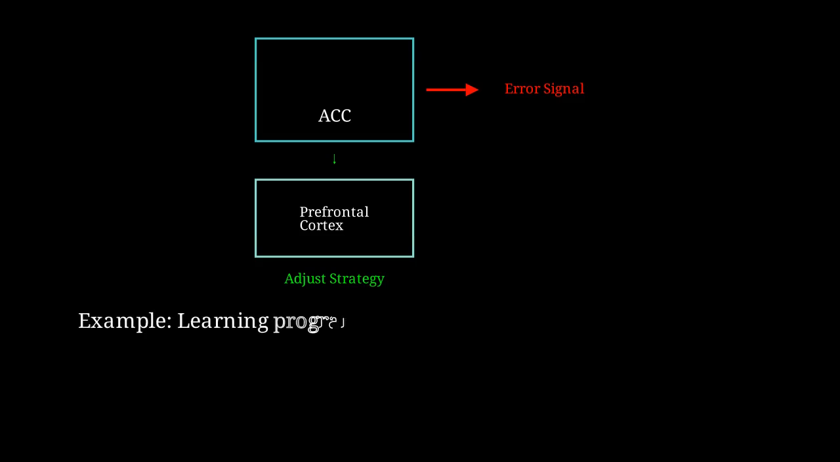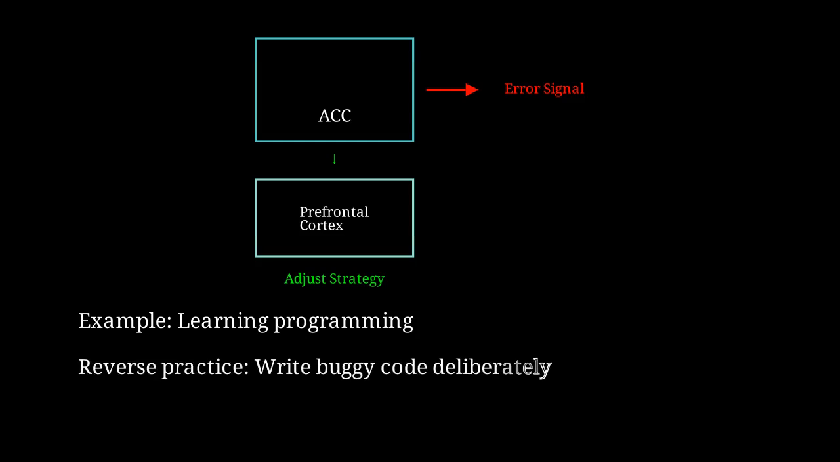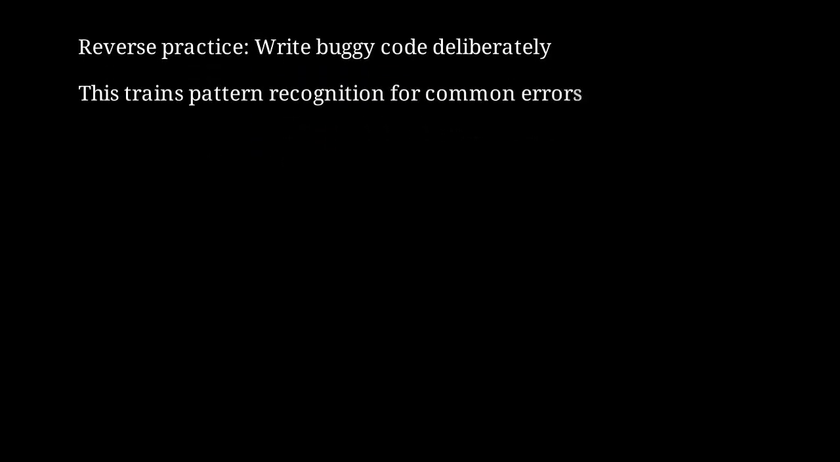Consider learning programming. Traditional practice involves writing correct code and fixing bugs when they occur. Reverse practice means deliberately writing buggy code. Introduce off-by-one errors, reverse logic operators, swap variable names. What this does is train your pattern recognition system to immediately spot common error patterns. You become much faster at debugging.